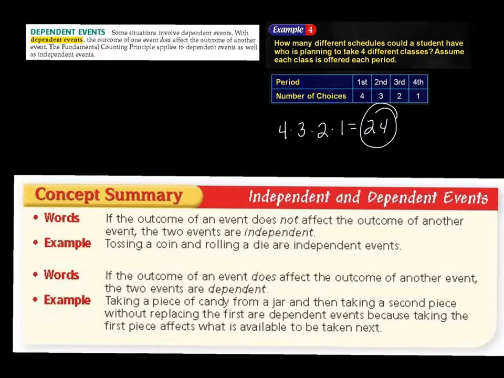If the outcome of an event does not affect the outcome of another event, the 2 events are independent. Tossing a coin and rolling a die are independent events. If the outcome of an event does affect the outcome of another event, the 2 events are dependent. Taking a piece of candy from a jar and then taking a second piece without replacing the first are dependent events because taking the first piece affects what is available to be taken next.